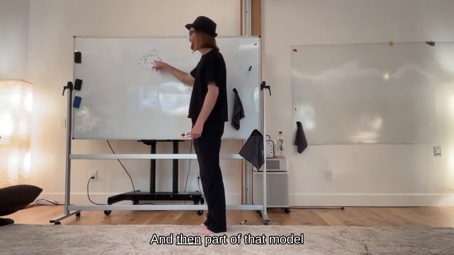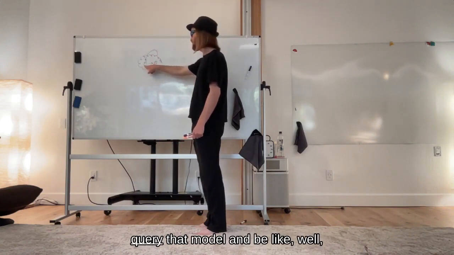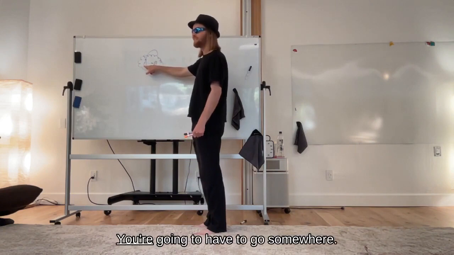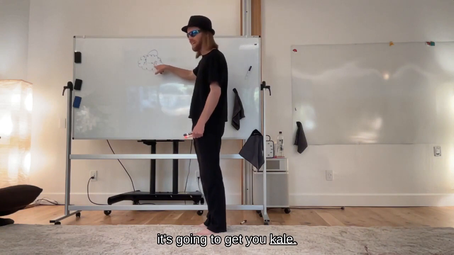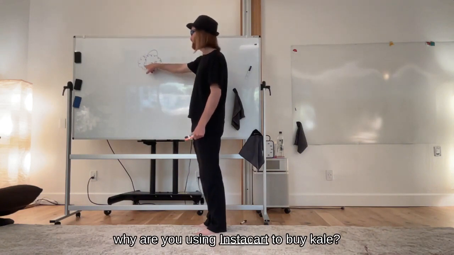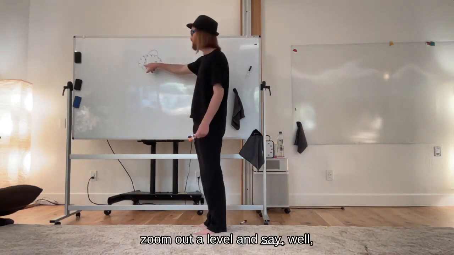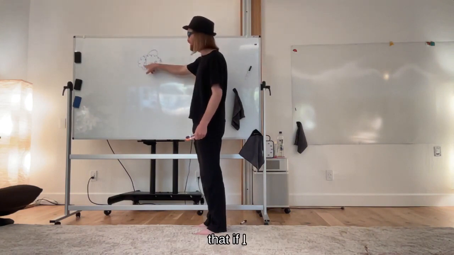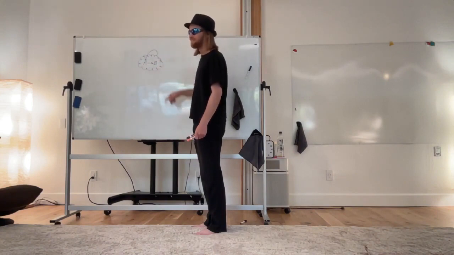Yeah. And then part of that model is that if you query that model and ask, well, why would I use Instacart to buy kale? Because I have to go somewhere. Well, no, because it's going to get you kale. Well, yeah. So the main thing is, why are you using Instacart to buy kale? And you can also zoom out a level and say, well, because my model says that if I use Instacart to get kale, then I will end up with kale.